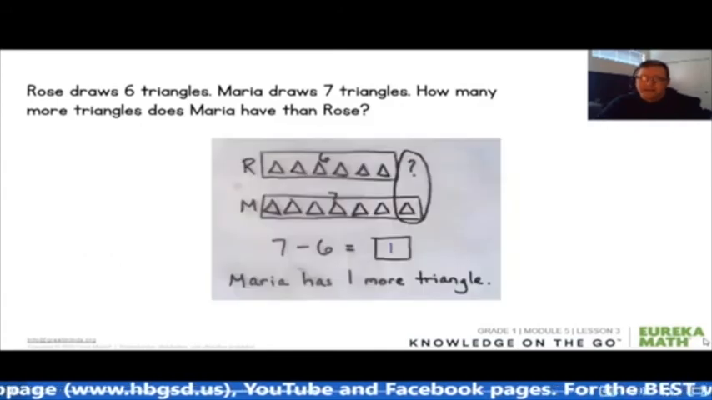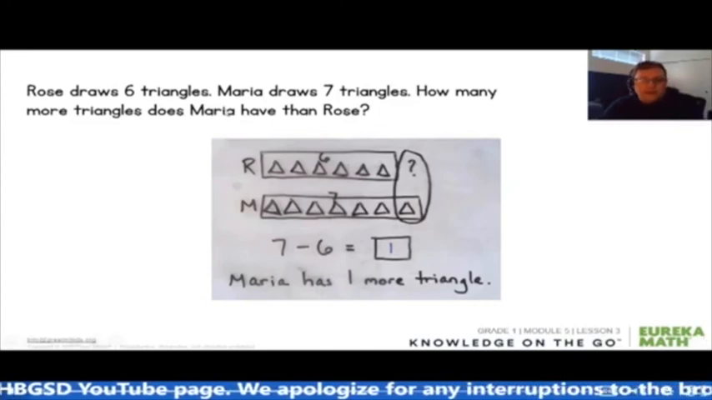Welcome back. Let's take a look at a sample solution. In this drawing, we can see two different tapes because we're comparing them. Rose's tape shows 6 triangles, and you can see the 6 triangles drawn inside the tape. Maria's triangles were 7, so there are 7 triangles drawn inside of Maria's tape. By looking at our tapes, we can clearly see that Maria has more triangles than Rose. Maria's tape is longer than Rose's.